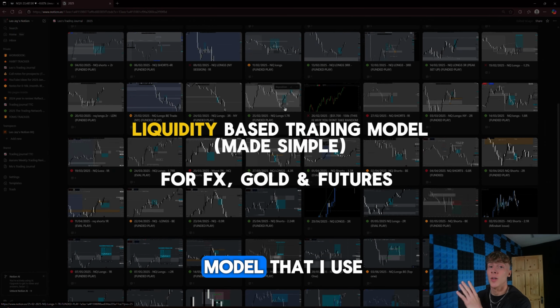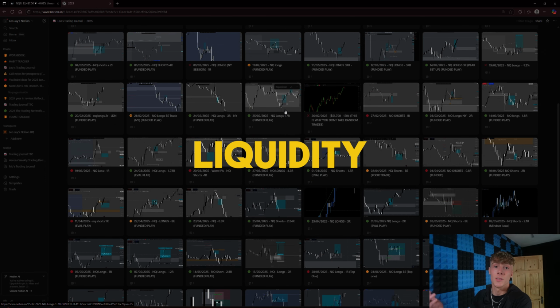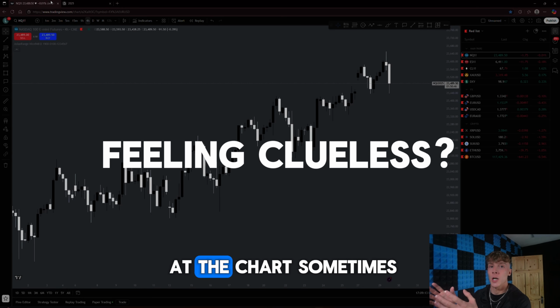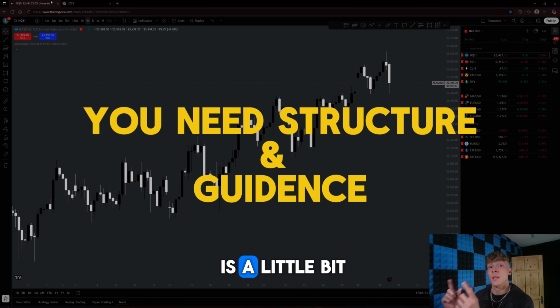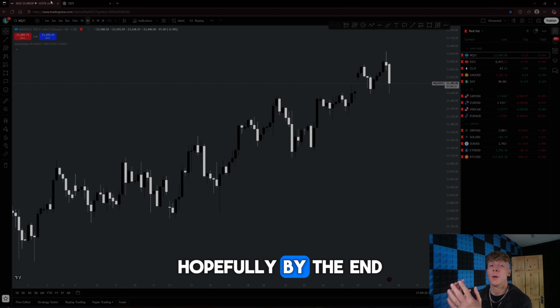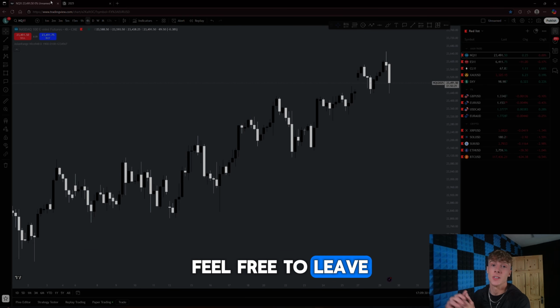This is the exact model that I use to trade gold, futures and forex. It's simple, it's clean, and it's built around one thing, and that's liquidity. If you're someone that feels lost when looking at the chart sometimes, don't worry, you're not the only one. A lot of people have experienced that, but all you're lacking is a little bit of structure to your trading. So hopefully by the end of this video, you'll be able to take away some of those points, and if you have any questions, feel free to leave them in the comments.